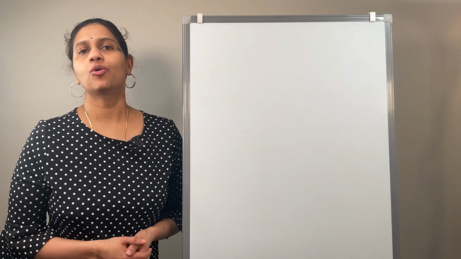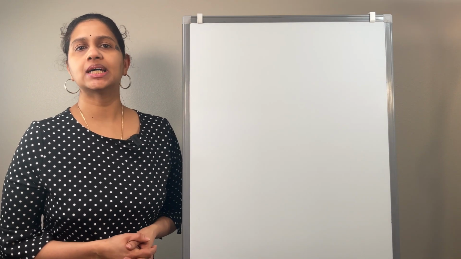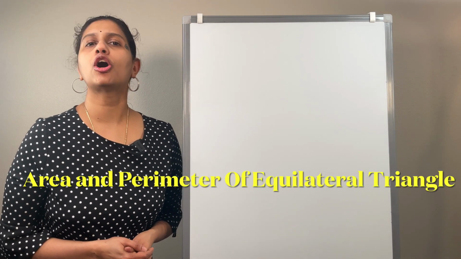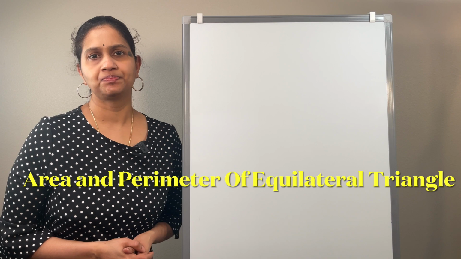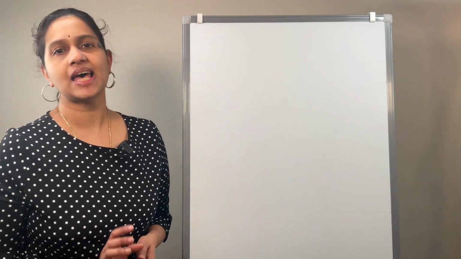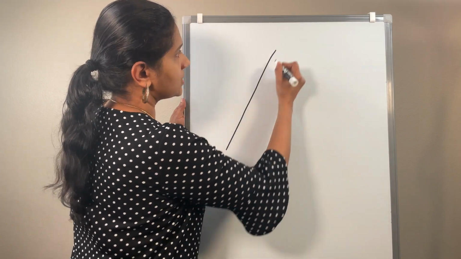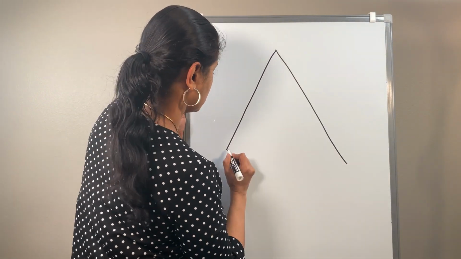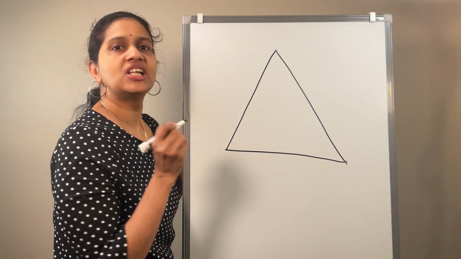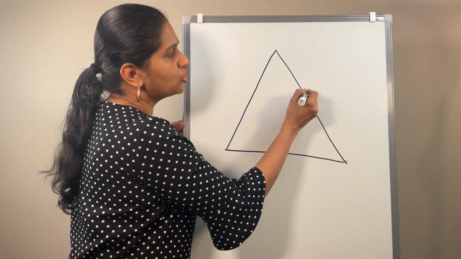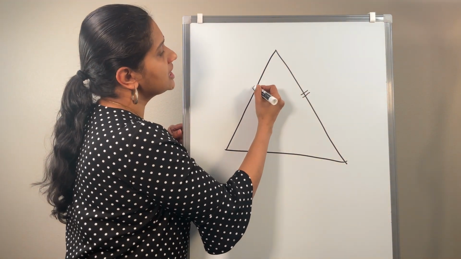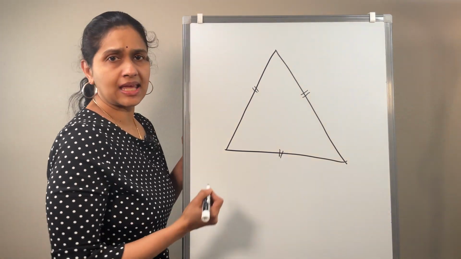In today's video, we are going to discuss the area and perimeter of an equilateral triangle. Now let us first see what an equilateral triangle is. Consider this equilateral triangle. For an equilateral triangle, the length of all the three sides will be the same.